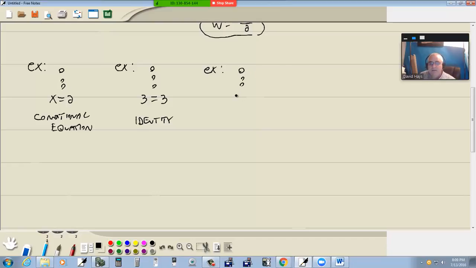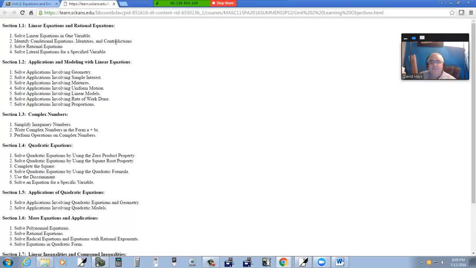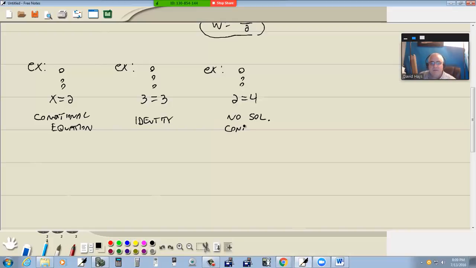Working a problem down, and all of a sudden my x disappears again. And I get something that looks like this. And we ask ourselves, when is 2 equal to 4? And it's never equal to 4. Now this is a no solution. That's how I like to refer to it. But the book here refers to this as a contradiction. So that would be a contradiction.